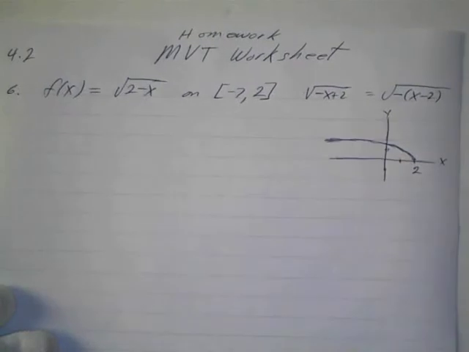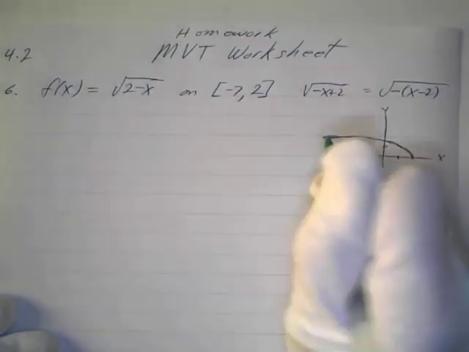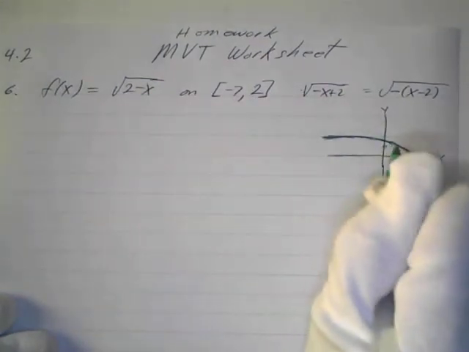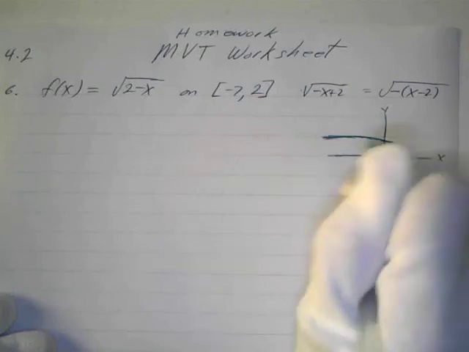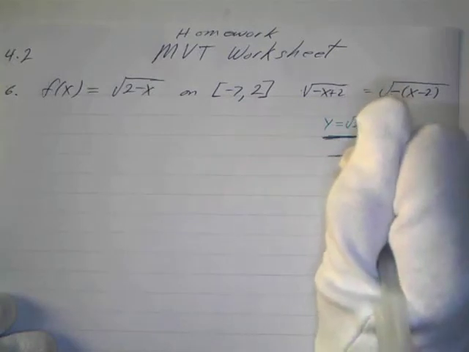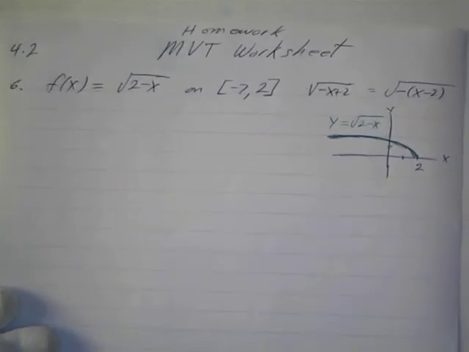Okay, so it's going to look like that. I should maybe highlight that in green. And so this is what the function graphs. That's why you want to know your parent functions and how to graph them. y equals the square root of 2 minus x. So it looks like this.